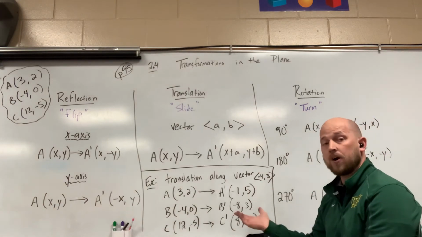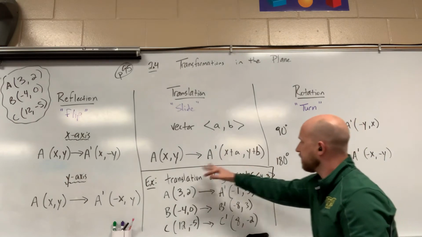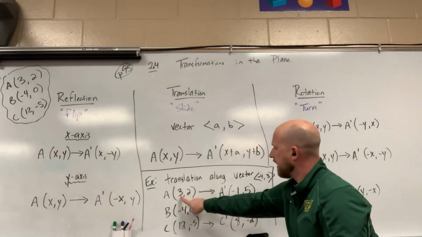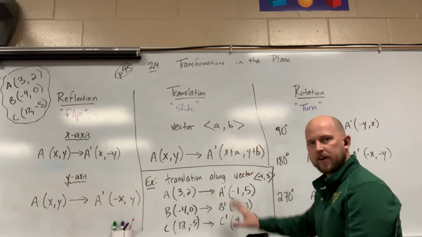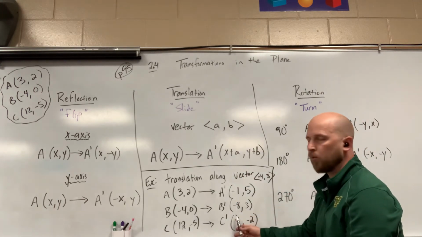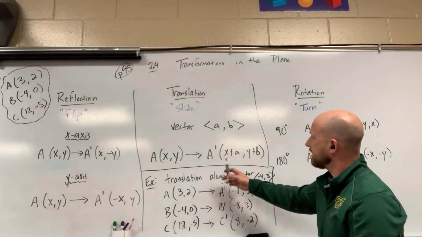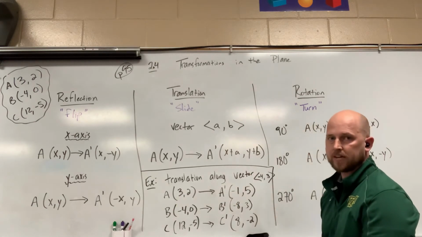Again, this is how I want it done in the homework. I didn't have enough space here to write it out, but you can write out 3 plus -4 and then rewrite your final answer. But these are my transformed points when I'm translating along the vector -4, 3.